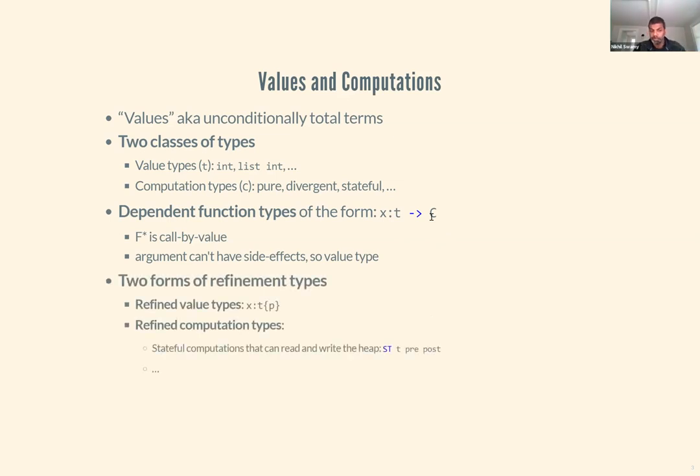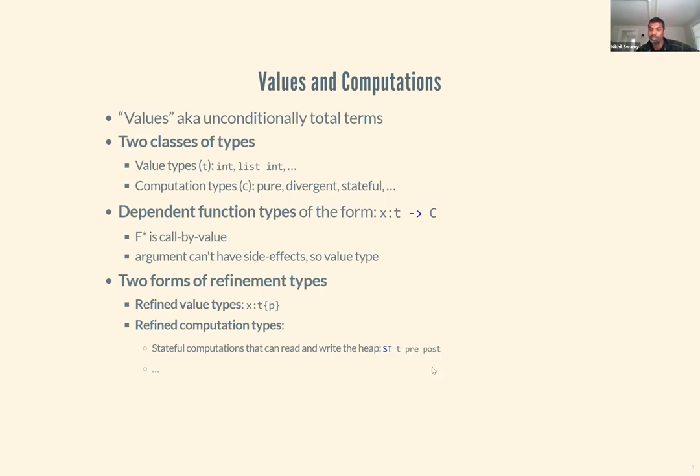Okay. So just as we had refined value types, the ones we saw yesterday, things like NAT and so on, which are refinements of integers, we also have a notion of refined computation types. Whereas in a language like Haskell, you have a type like ST T, which says that a program may read and write the state, returning some value of type T, in F star, you can enrich these types so that you can refine the behavior of these stateful computations. A stateful computation could have a type that looks like this, a stateful computation returning a T, but refined with this precondition and this postcondition.